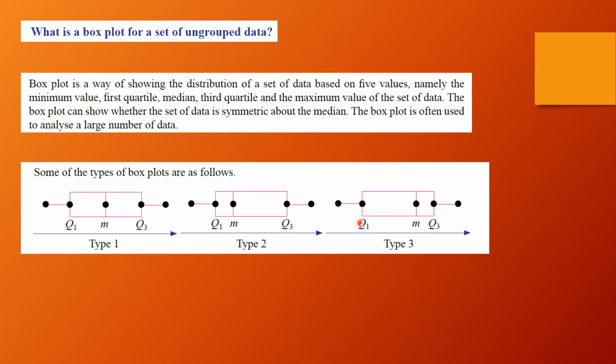For type 3, you have the smallest value, followed by the box here, first quartile, then median. Now the median is near to the third quartile. So this is the third quartile and this is the largest value. These are examples of box plots. Maybe the median can be at the center or near to the first quartile or the third quartile. So you have to calculate the first quartile, median, and third quartile before you draw the box plot.